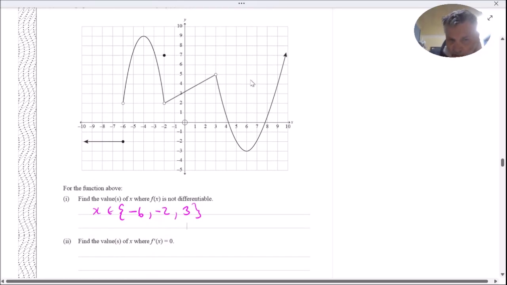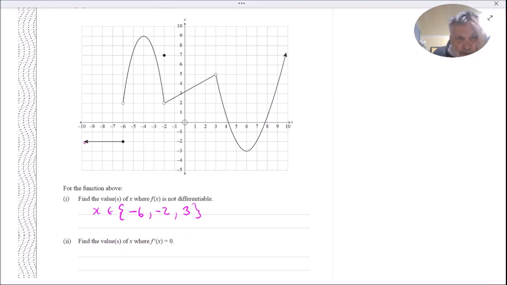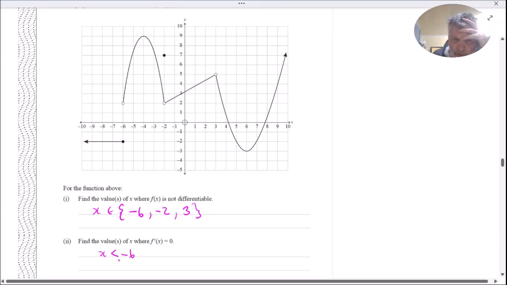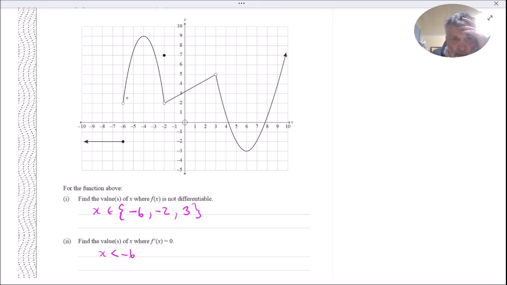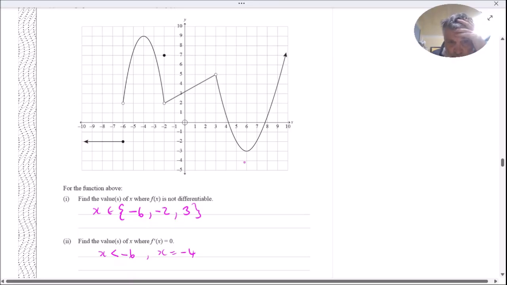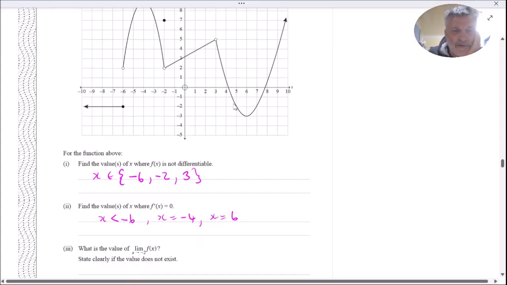Find the values of x where the derivative equals 0. Well, it's equal to 0 all the way along here, so it's x less than -6. It'd be wrong to put less than or equal to, because equal to is a non-differentiable point. It's equal to 0 as well at this turning point, so that looks like x equals -4, and it's equal to 0 at this turning point, so x equals 6. Everywhere else it's positive or negative or undefined.